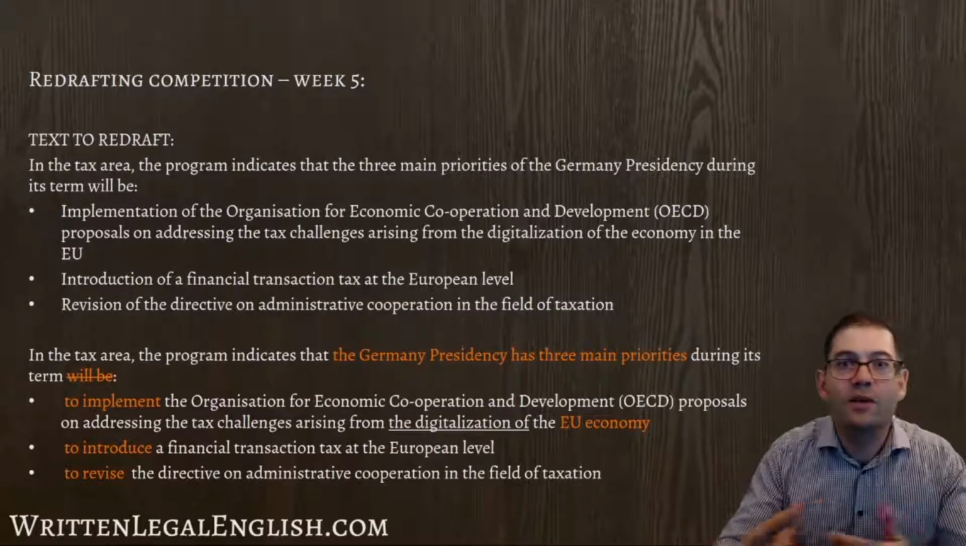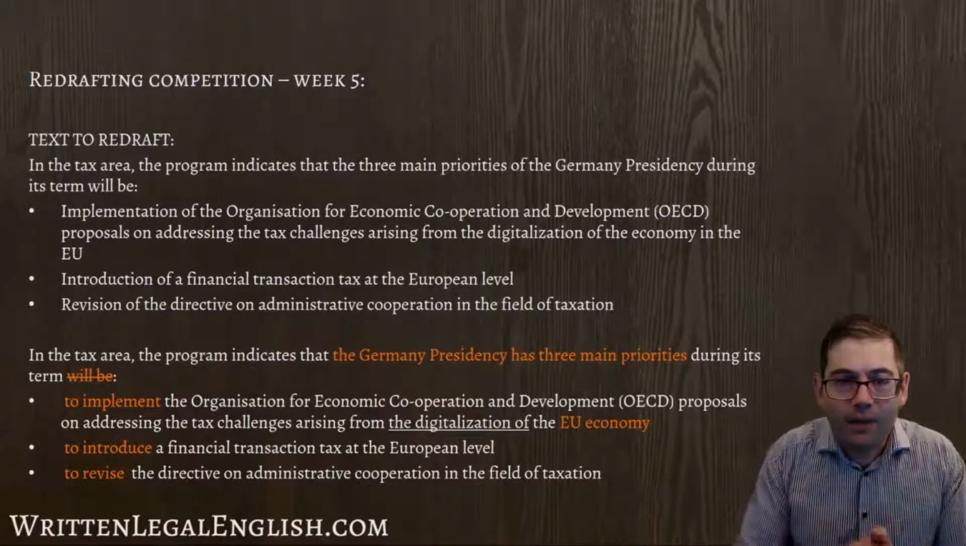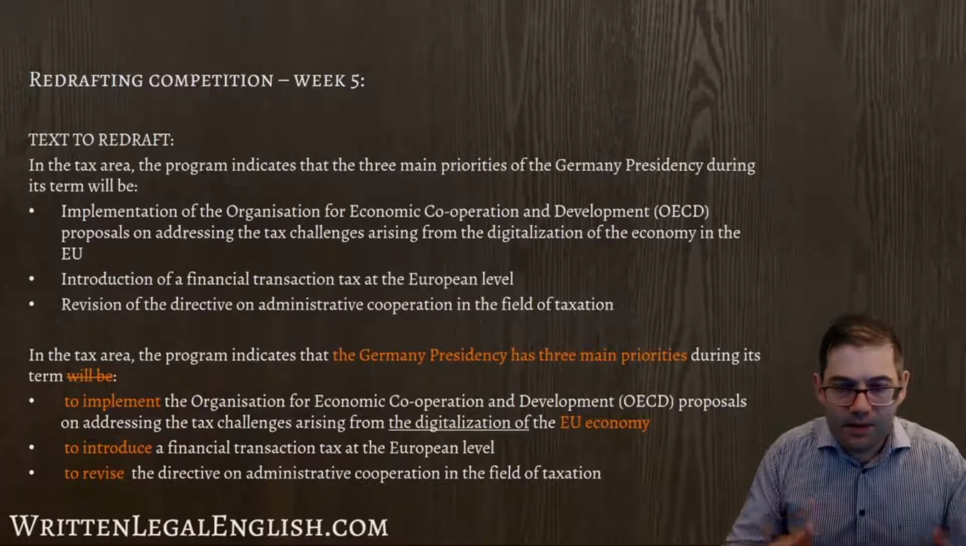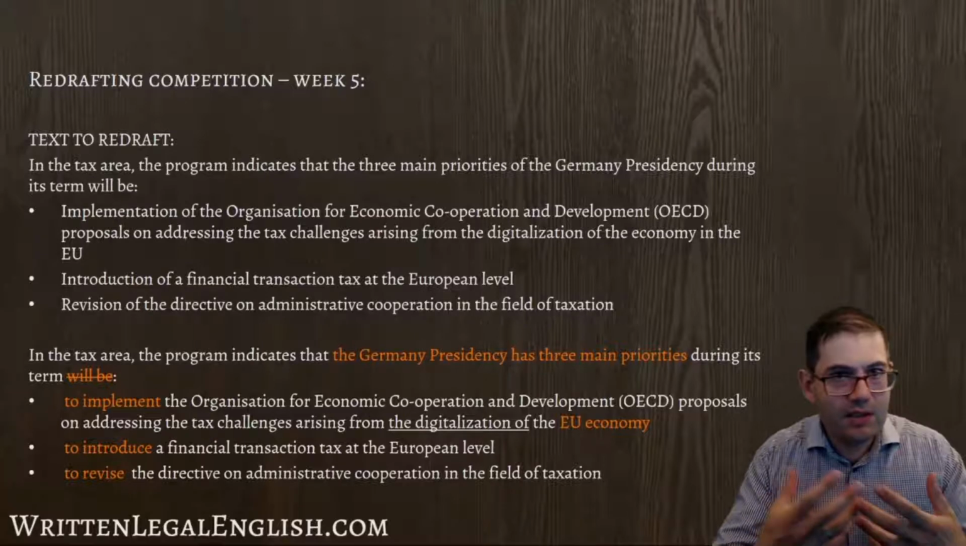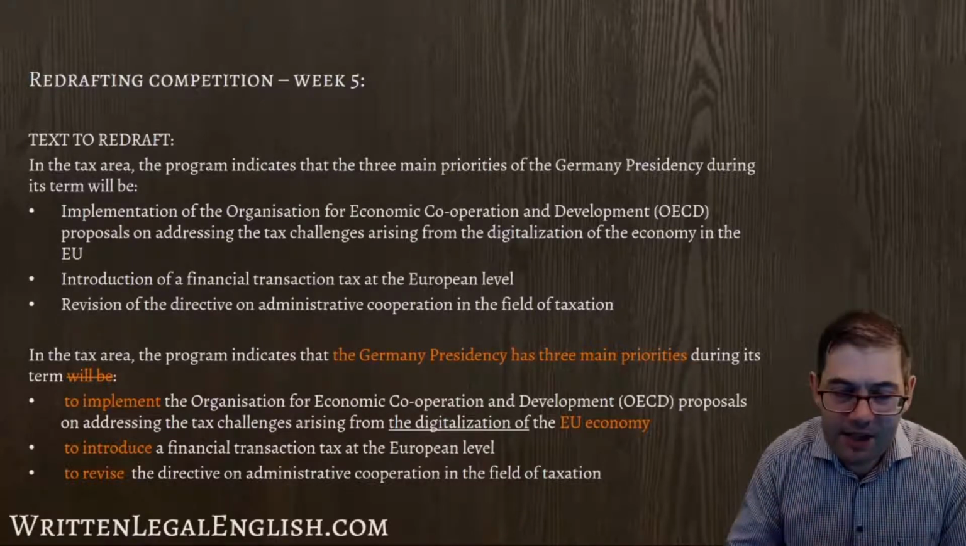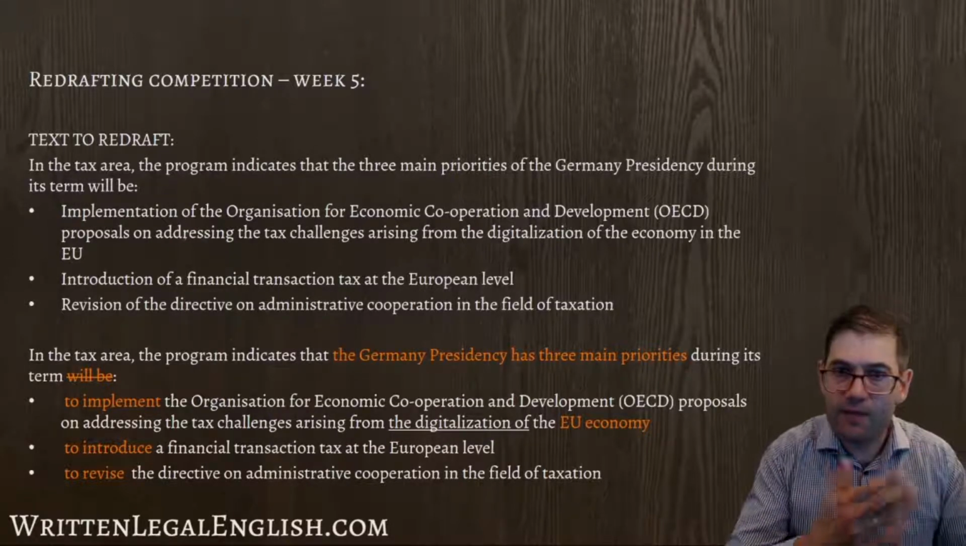You can see as I'm reading this out that the revised text is a lot punchier, a lot more powerful. I've got rid of will be because the text suggests future action. So saying will be here is a tautology. It's saying the same thing twice. So we don't need that extra text. We can get rid of that.